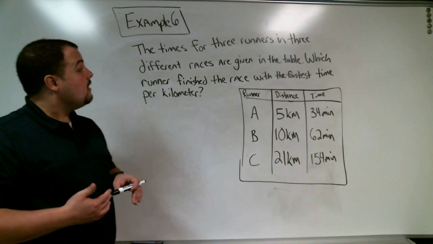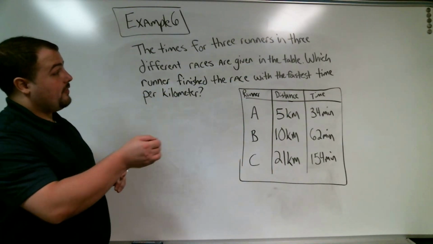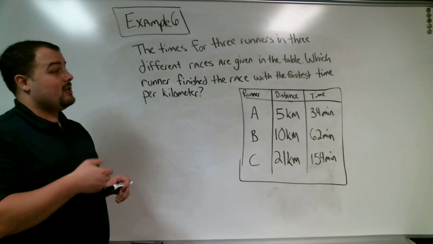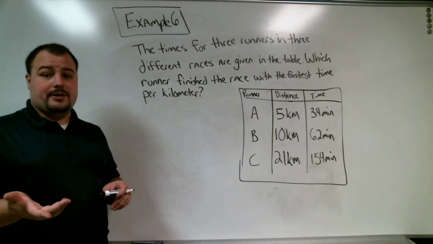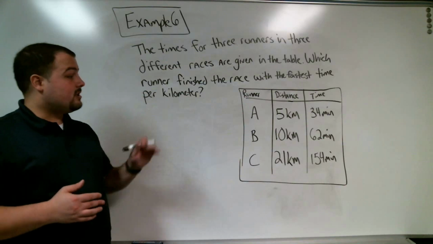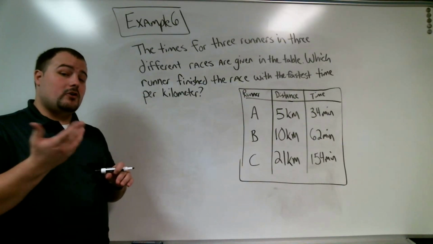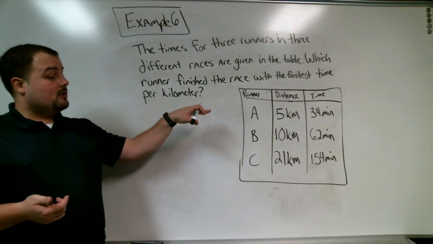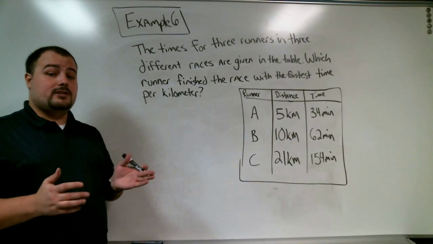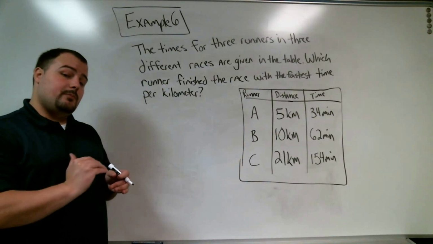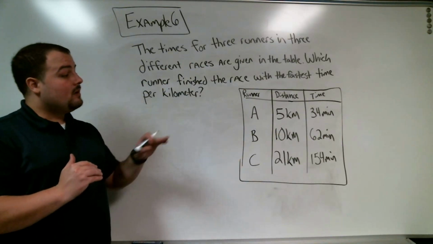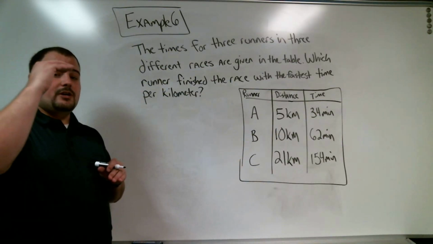This question here says that the times for 3 runners in 3 different races are given in the table. Which runner finished the race with the fastest time per kilometer? So it's our job to change the kilometers to 1 because it says per kilometer. So what we're going to do is look at all 3 runners and change their distance to 1 kilometer. Since kilometers is going to change to 1, that's what we want to put on the bottom, or denominator. That means time, or minutes, is going to be on the top.